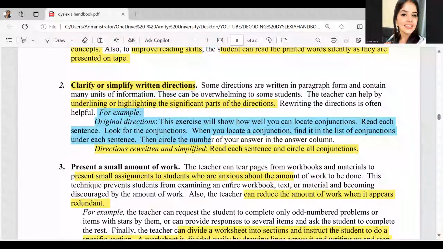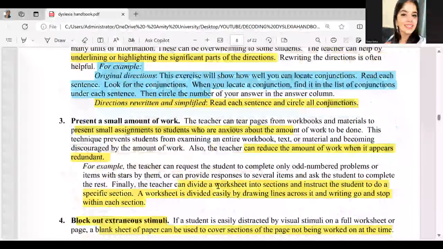Clarified, simple written directions. If I'm giving written directions, the same written directions that I have given to general category students can be simplified. Okay, here is the example. The blue color is for the original direction that I can give to general category students, and the direction that I have simplified is highlighted in yellow, for a child who is having dyslexia. Okay, read each sentence and circle all the conjunctions. So instead of a complex direction, I can simplify my direction.